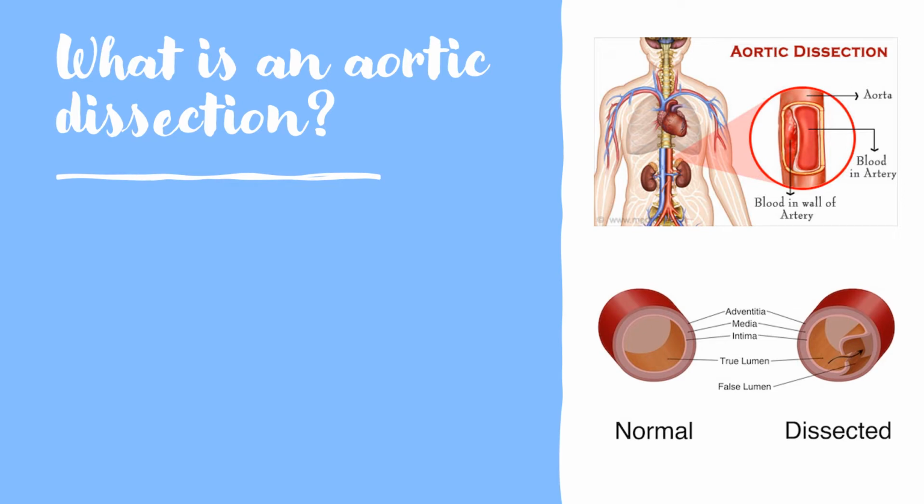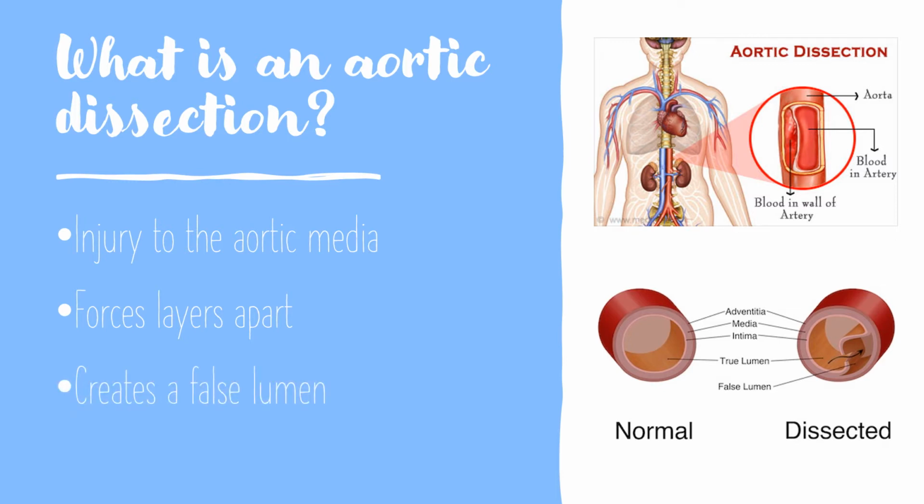An aortic dissection is an injury to the innermost layer of the aorta, the media, which forces the layers of the aorta apart and creates a false lumen, allowing blood flow in the wrong part. So you can see in the bottom diagram we have the three layers of the aorta, the adventitia, the media and the intima. In aortic dissection, the blood penetrates the intima and enters the media layer.